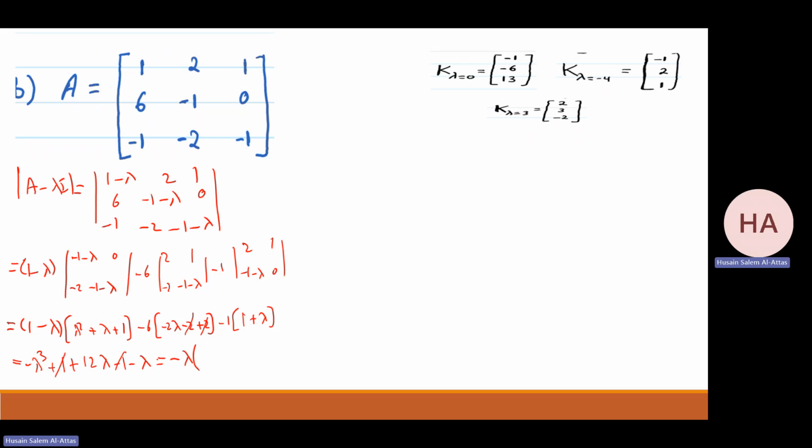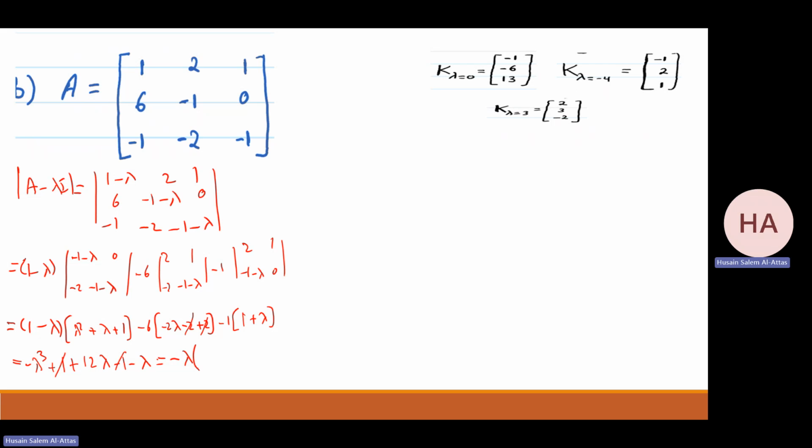Yeah, there is a mistake somewhere. 1 minus lambda, 2, 1. 6, minus 1 minus lambda, 0. Minus 1, minus 2, minus 1 minus lambda. I have 1 minus lambda, the rest good. Minus 6, the rest good. Minus 1, the rest, 2, 1, minus 1, minus lambda.